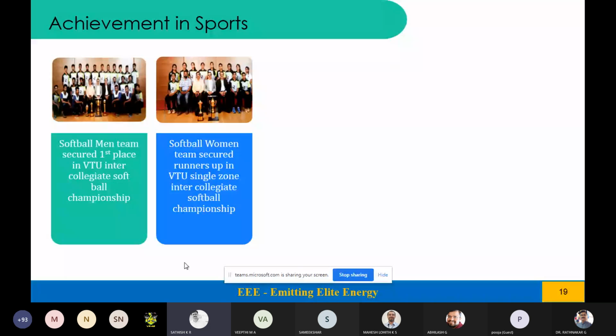Next, this is the achievement in sports. Overall college wise, our students have participated in softball as well as handball competitions, and also in the cricket tournament against other universities as well as inter-college universities. These are the photos.